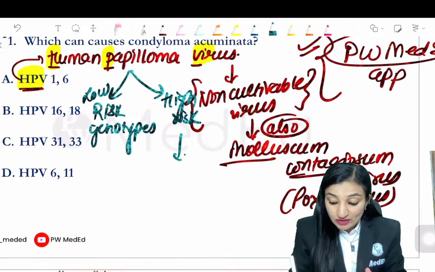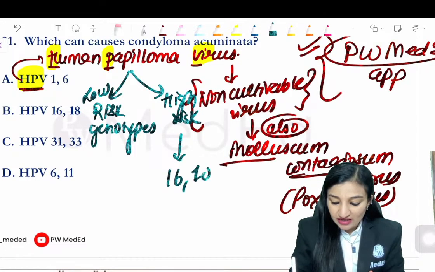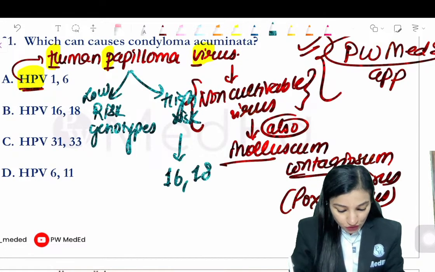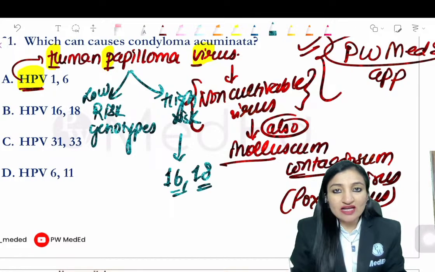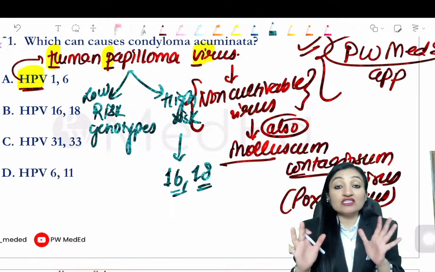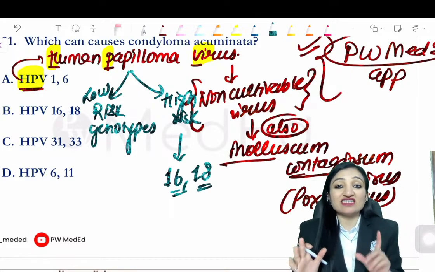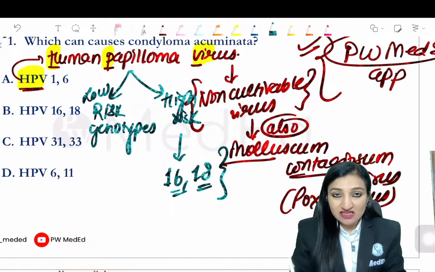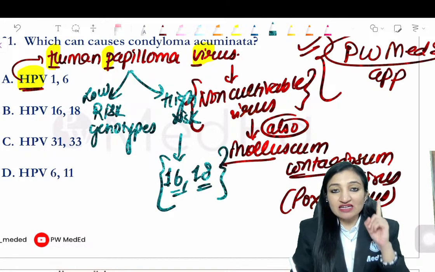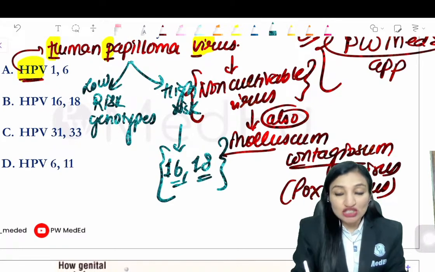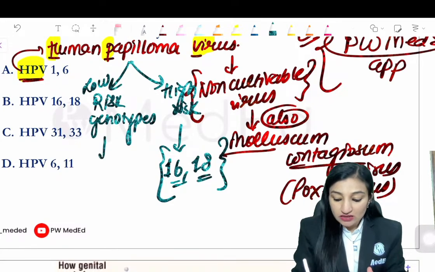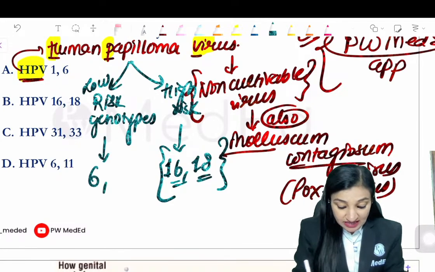Now the high risk genotypes, remember two most important genotypes are sweet 16 and 18, the age to vote. Others are also there like 31, 33, 35, but at least you have to remember 16, sweet 16 and 18. So high risk genotypes are 16 and 18. Low risk genotypes also many are there, but the ones which are most important are 6 and 11.